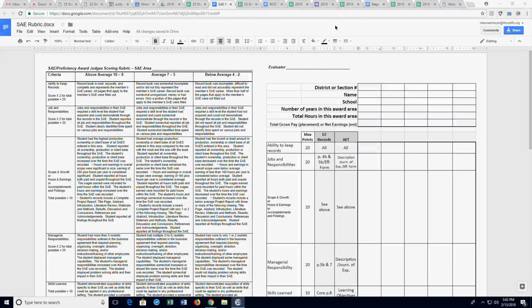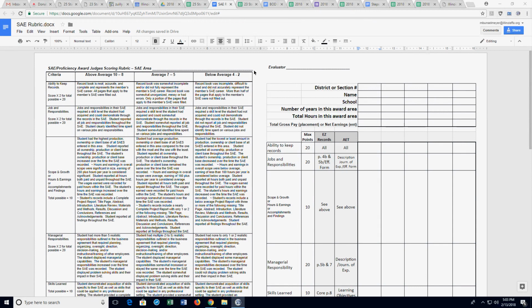This webinar is designed to help judges and teachers understand the rubric that is needed to help judge Proficiency Awards at the section, district, and state level. This rubric is designed to help teachers compare Easy Records, paper books, and AET. We understand that all three of these record-keeping systems look very different. The purpose and point of this rubric is to help guide you through that process when comparing three different record-keeping systems.